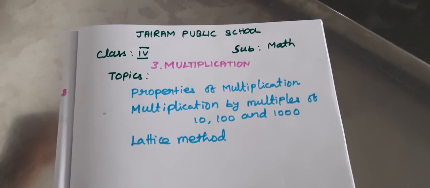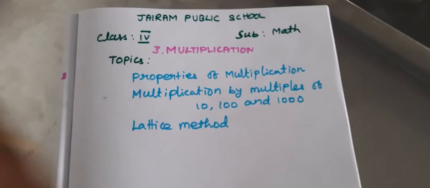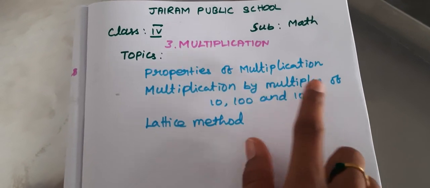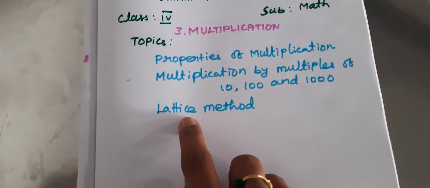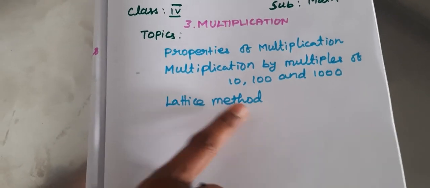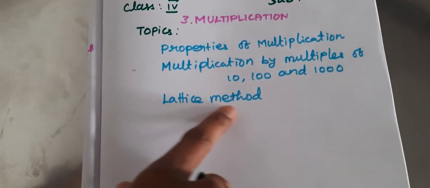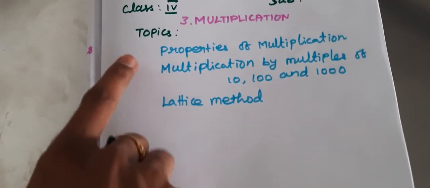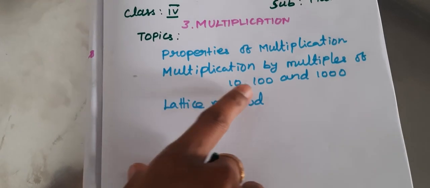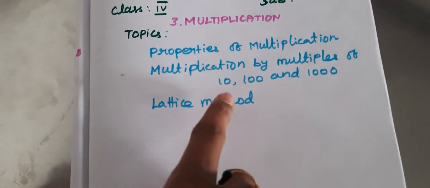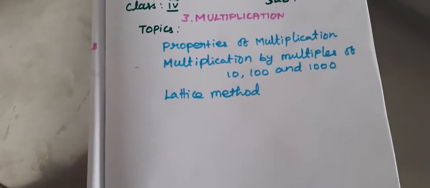Good. Now we start to discuss the next topics: properties of multiplication, multiplication by multiples of 10, 100 and 1000. The last one is the lattice method. I hope you have already learned the lattice method very well. Before we see the lattice method, first we discuss the properties of multiplication and the multiplication by multiples of 10, 100 and 1000. Okay, are you ready to listen to the class?